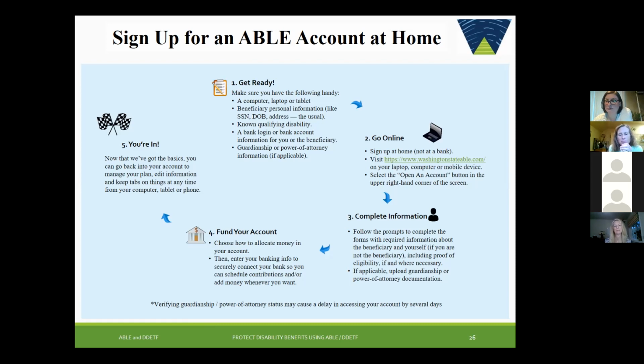So yeah, you just go on to WashingtonStateAble.com, and it takes you through some easy steps. You complete the information. You just follow the prompts to complete it, and then you fund your account. You need to contribute $25 to your account to get it started. It's not a fee, it's a contribution. And at that point, you're in. 15 to 20 minutes is what I've been told that you can get enrolled in an Able program. So it's pretty slick if you've got the information that you need to get enrolled.